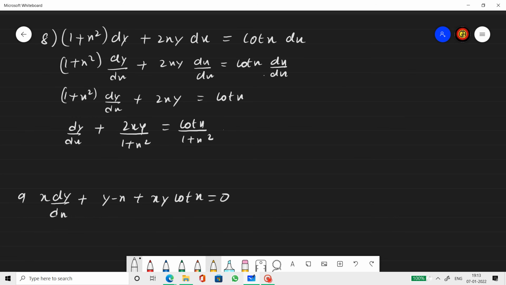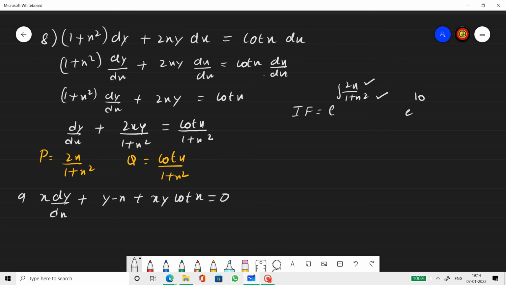Now, the P term is 2x by 1 plus x square and the Q term is cot x by 1 plus x square. So if P is 2x by 1 plus x square, the integrating factor would be e power integral of 2x by 1 plus x square dx. If you take t as 1 plus x square, dt will cancel 2x dx, so you get e power log of 1 plus x square. E and log will get cancelled. Eventually the answer is only 1 plus x square. Then you continue finding the general solution for this.